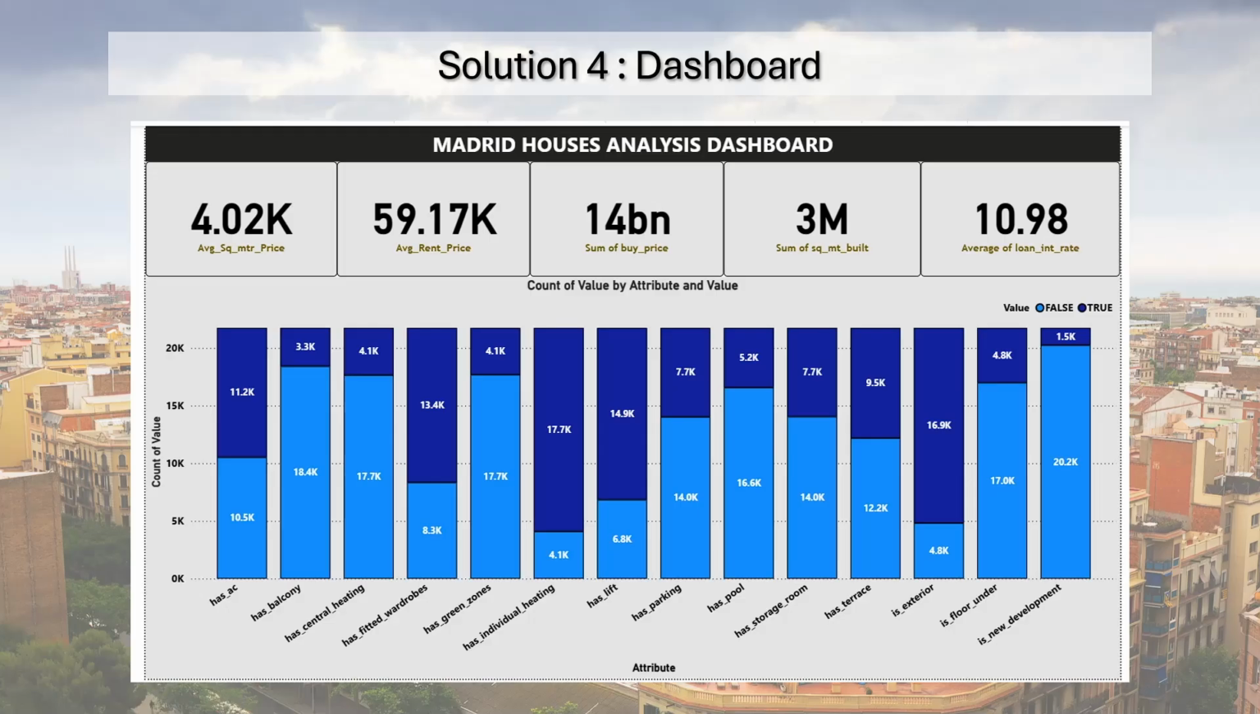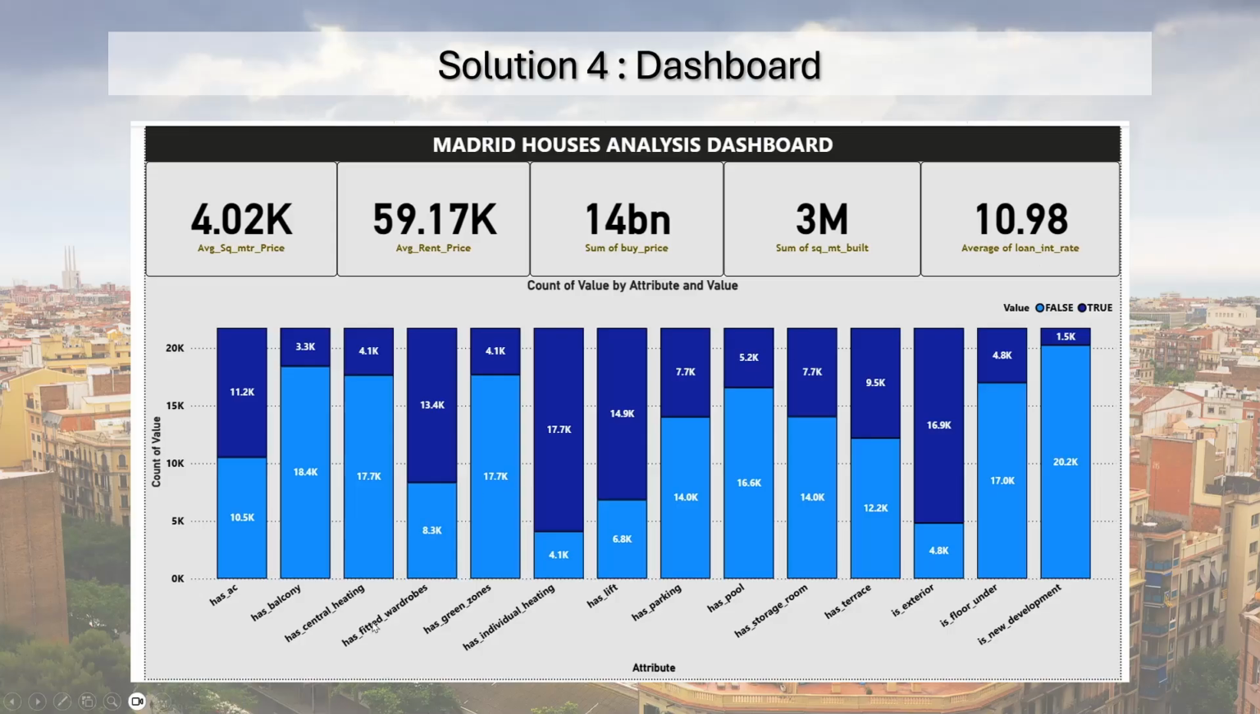Total buy price of all the properties in the dataset in Madrid is $14 billion, which is a huge amount. And the sum of total square meters built is 3 million square meters. Average loan interest rate was 10.98, which is roughly 11%.